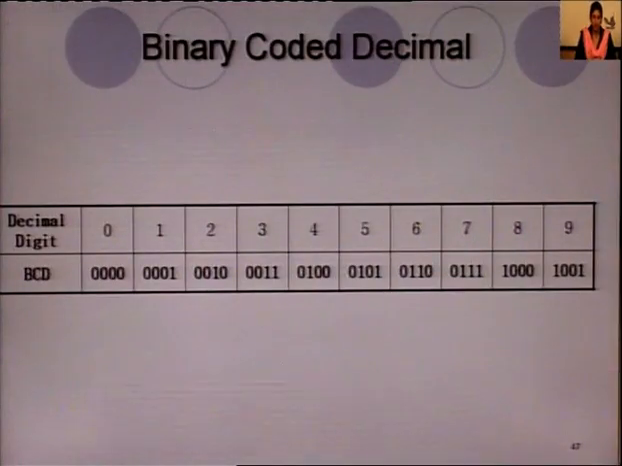So we are taking 4-bit values, because the largest digit in the decimal number system is 9, and we need at least 4 bits to represent this value. So we should have at least 4 bits to represent a decimal digit in the BCD number system.